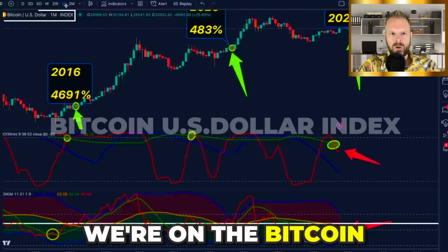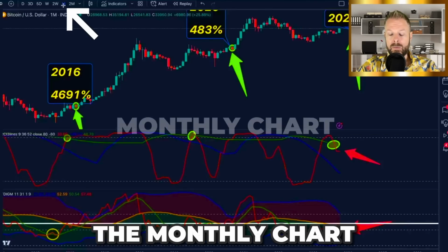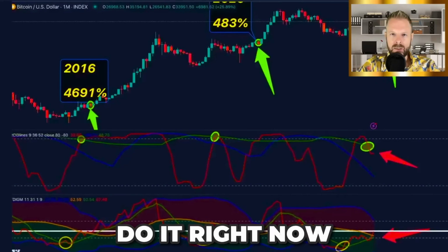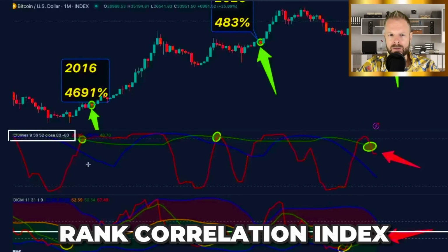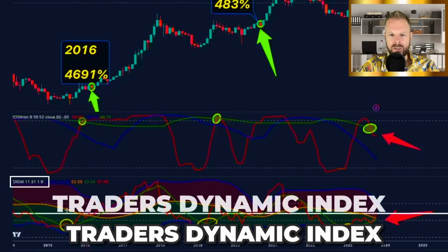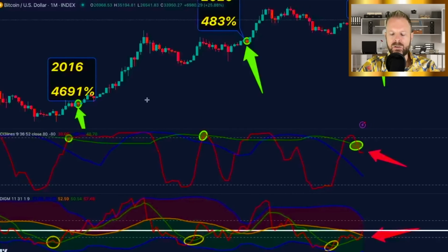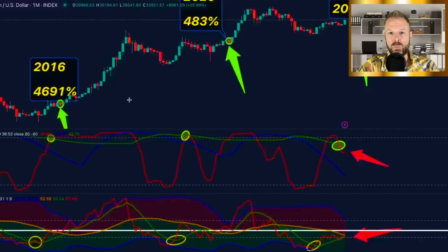Now, where we're at, we're on the Bitcoin US dollar index and we're on the monthly chart. These two indicators you can pull up, and I recommend you do it right now. We have the rank correlation index and we have the trader's dynamic index. With those two and price action above, we can accurately predict every single major move in Bitcoin.